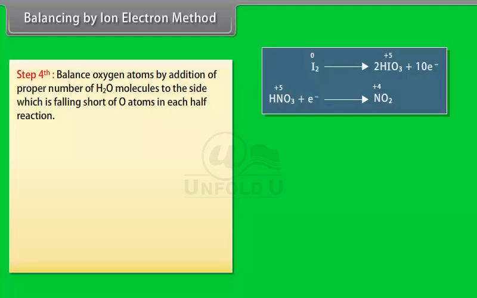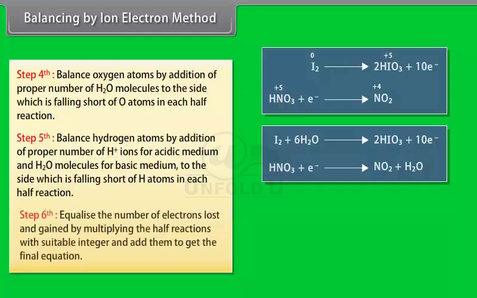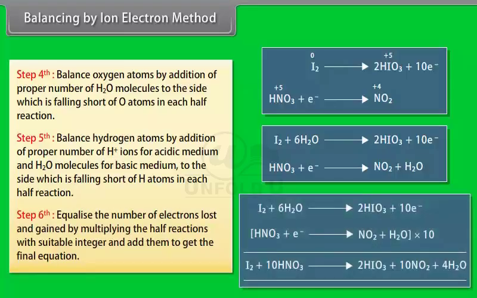Step fourth. Balance oxygen atoms by addition of proper number of H₂O molecules to the side which is falling short of O atoms in each half reaction. Step fifth. Balance hydrogen atoms by addition of proper number of H⁺ ions for acidic medium and H₂O molecules for basic medium to the side which is falling short of H atoms in each half reaction. Step sixth. Equalize the number of electrons lost and gained by multiplying the half reactions with a suitable integer and add them to get the final equation.